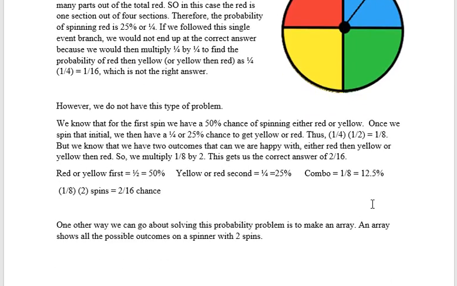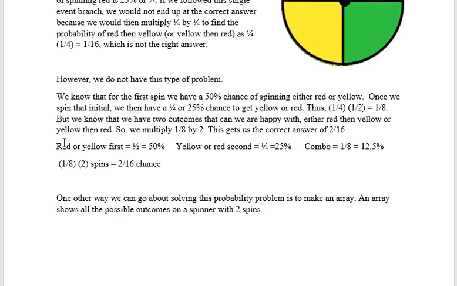However, we do not have this type of single event problem. We know that for the first spin, we have a 50% chance of spinning either red or yellow. Once we make that initial spin, we then have a 1/4 or 25% chance of getting a yellow or a red. Thus, 1/4 times half is 1/8. But because we know that we have 2 outcomes that we like, that being red then yellow or yellow then red, we must multiply 1/8 by 2 to get 2/16, which is the correct answer.